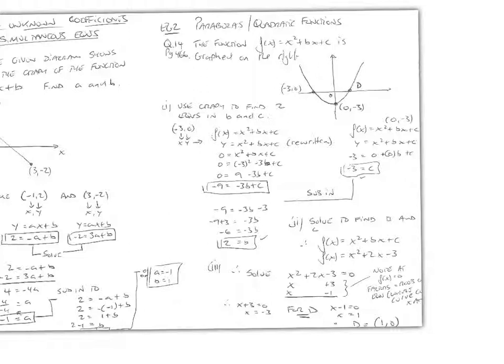Let's look at parabolas now, not straight lines but parabolas, and these are generated by quadratic functions. So this is question 14 on page 466. The function f of x equals x squared plus bx plus c is graphed on the right. We have a point (minus 3, 0) and (0, minus 3). Use the graph to find two equations in b and c. So we take our first point, find its x and y value, and plug it into the function of that form where we see x and y, because f of x equals the function, so y equals the same function. It's good to rewrite it so we see our y clearly.